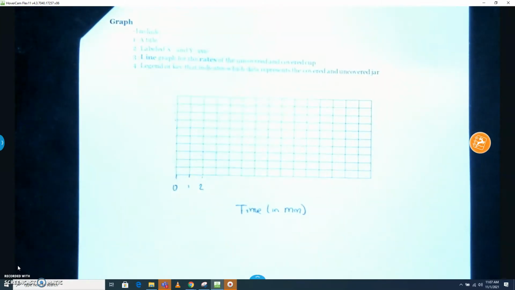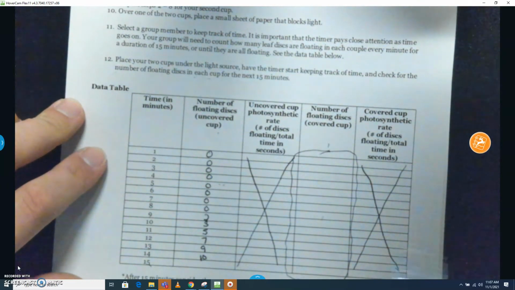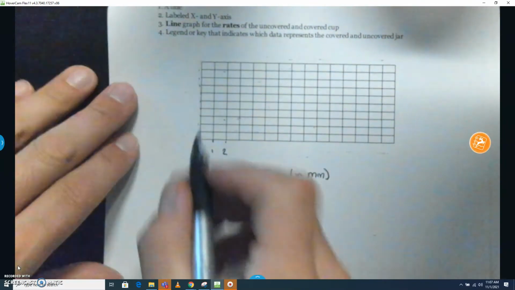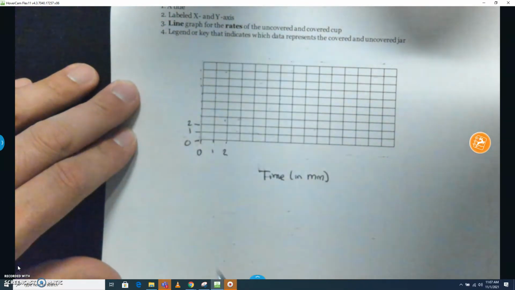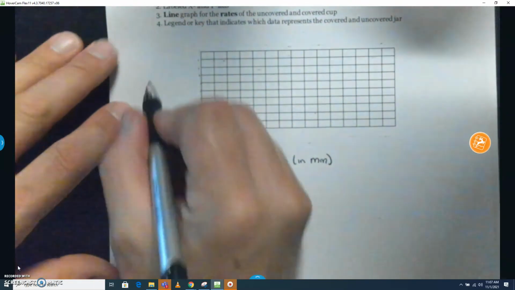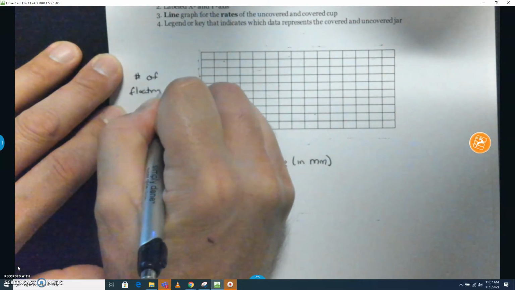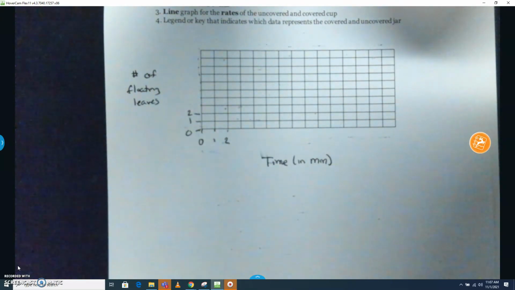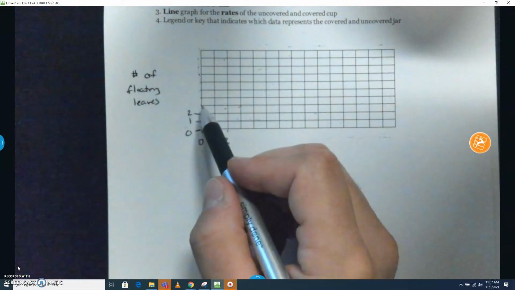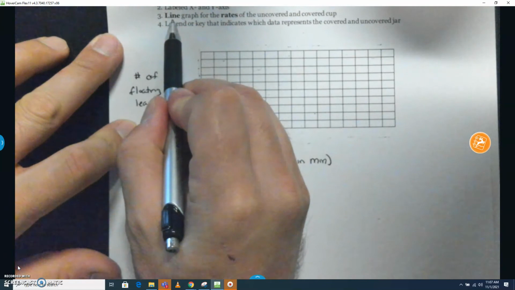And I also gave you 10 lines going up this way because we only had at most 10 of the hole punched leaves, so we can just number those up, 0, 1, 2, all the way up, and that will be number of floating, we'll just call them leaves, number of floating leaves. Once you have this scaled out, that scaled out, you are ready to do 2 line graphs.